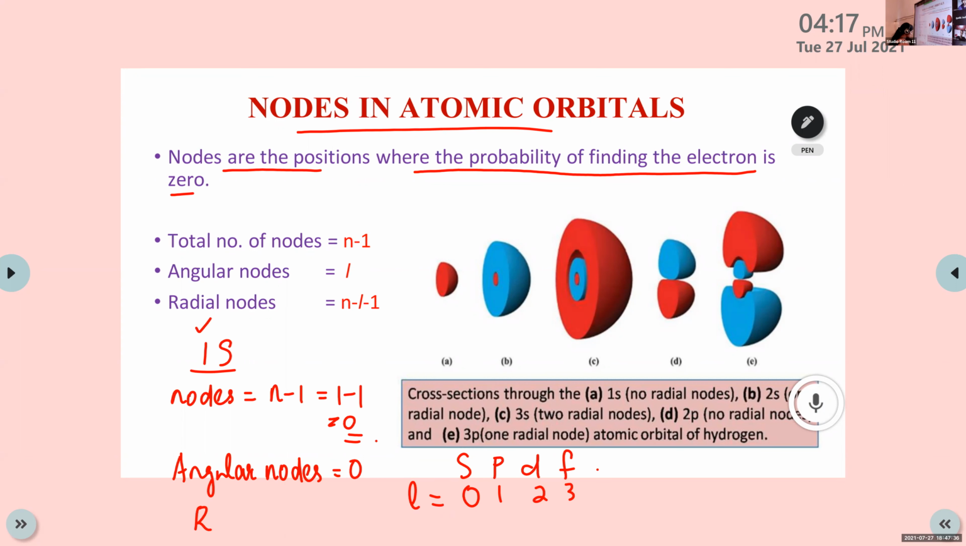Then the radial nodes is also equal to 0, right? Because the equation is n minus L minus 1, and that's also 0. So there are no angular nodes or radial nodes for this 1s orbital. 1s means first shell, s subshell.